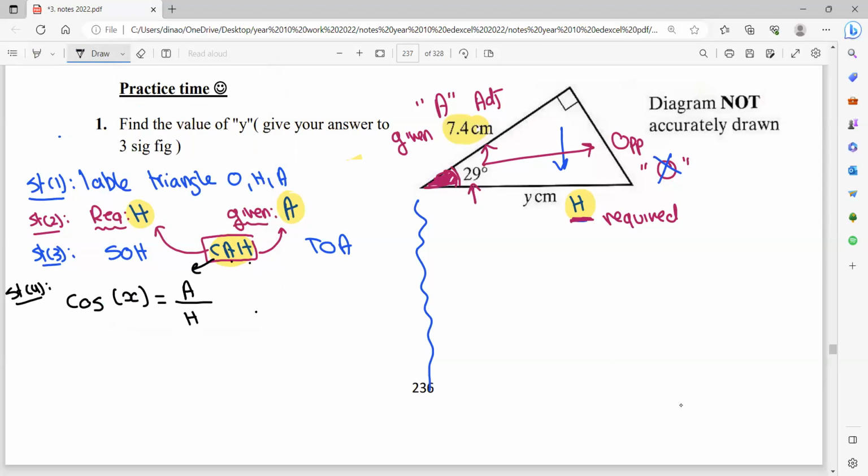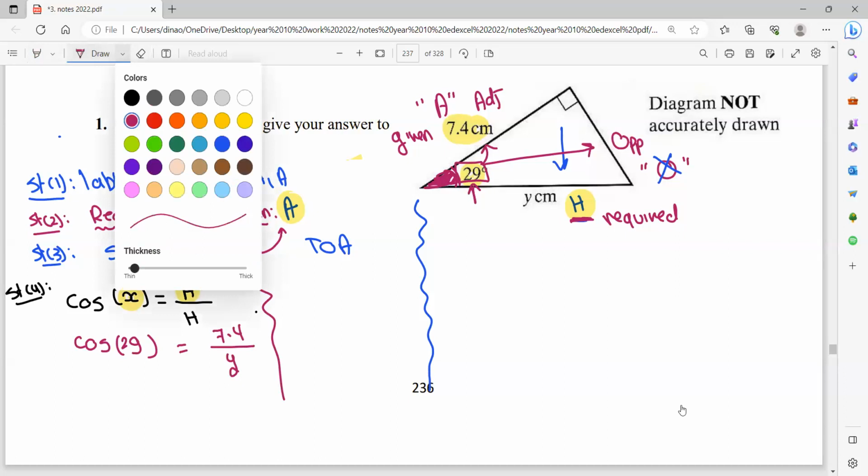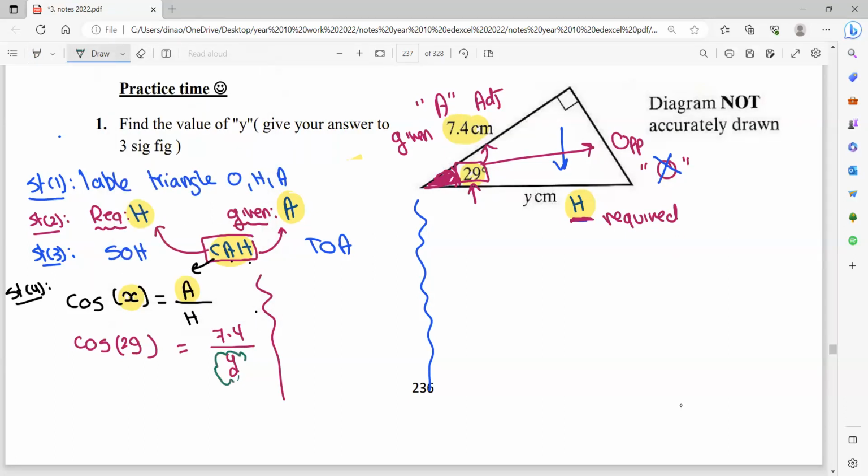Now, mix and match. What do I mean mix and match? Remove letters and put numbers. So I will remove the X, put the angle, and I am given the adjacent, and I will replace it, and I am required to calculate the hypotenuse. So I just substitute. The cosine will be kept as a cosine, remove the X and put the given angle in the triangle, which is 29 degrees, equals the adjacent is given as 7.4, so I replace it, and the hypotenuse is the Y. Okay, and now by cross multiplication, and I'm sure you all know how to cross multiply, I am required to calculate the Y.